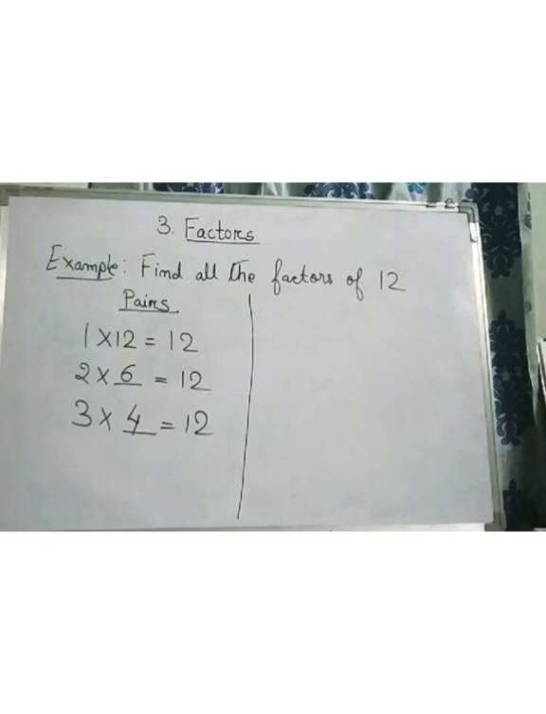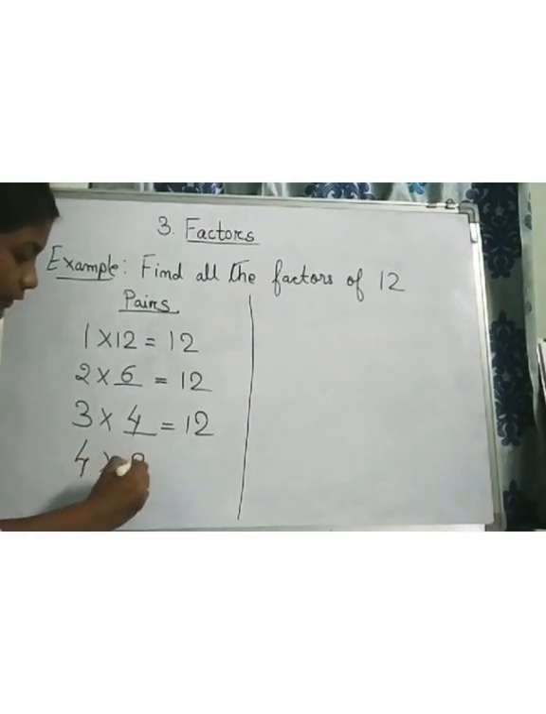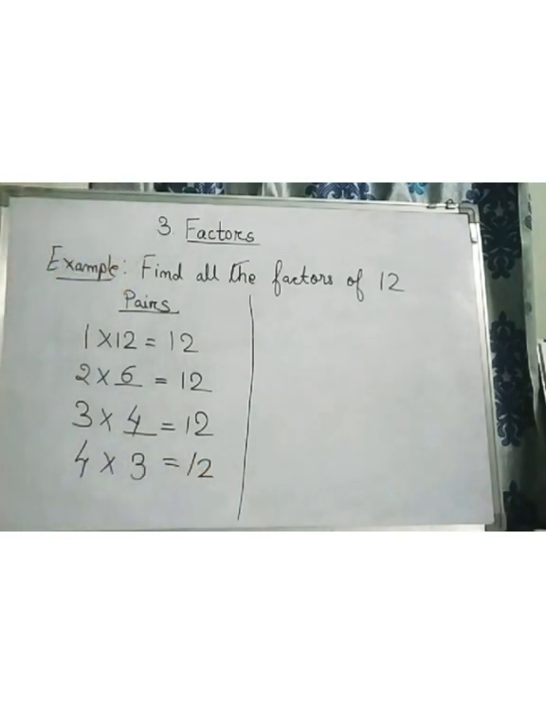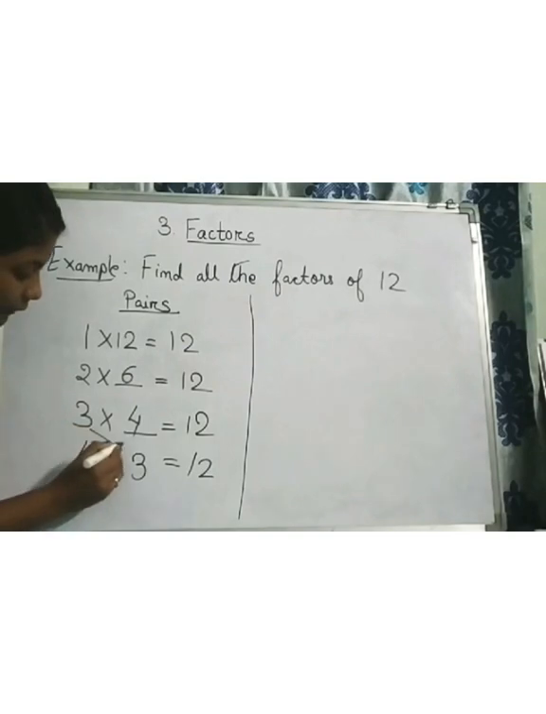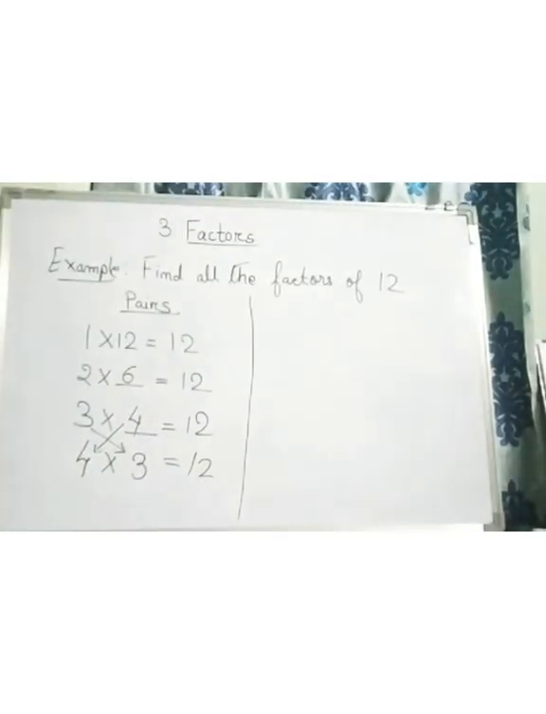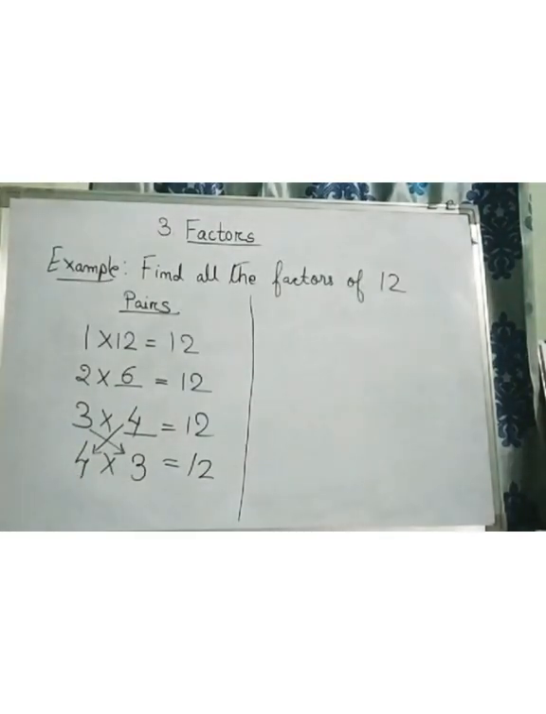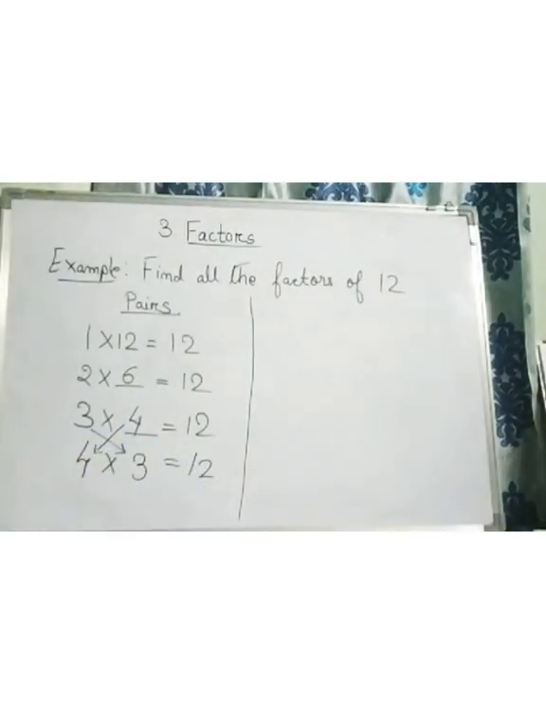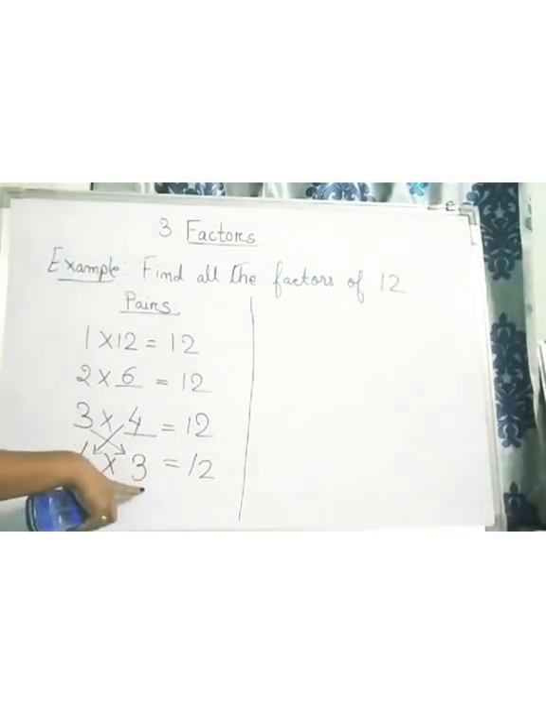The next number that we will take is 4. 4 into 3, 12. Yes? But at this point, what we can see is that 3 and 4 are repeated. The numbers 3 and 4 are repeated. So this is the time to stop multiplying. Okay? That means we will not multiply anymore to find the factors of 12, since 3 and 4 are repeated.